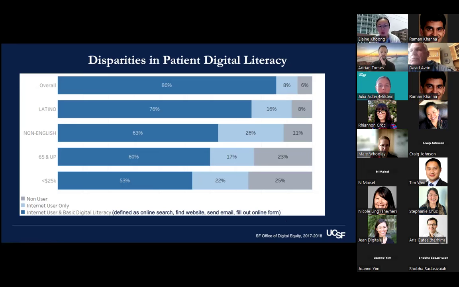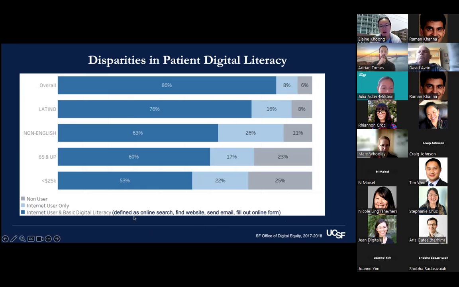And you can see some disparities. These gaps are probably smaller than they were before, but largely still exist. In terms of internet users, which are any of those blue colors, you can see differences based on race, ethnicity, language preference, age, and income. And there's a sizable portion of folks who were using the internet but really didn't have some of these basic skills that allow you to leverage some of the benefits of the internet.